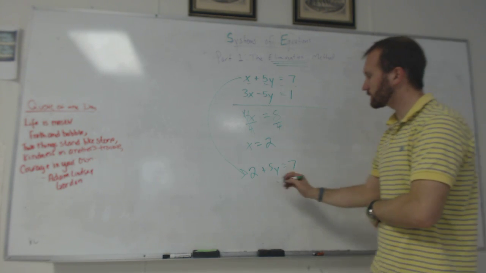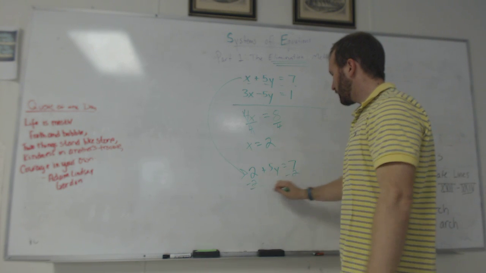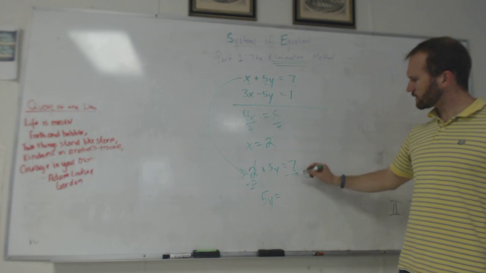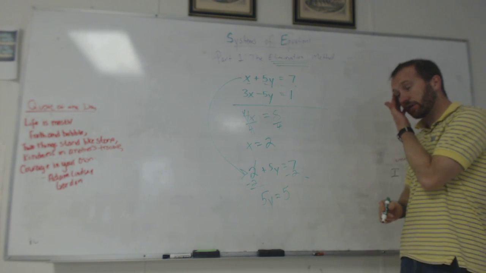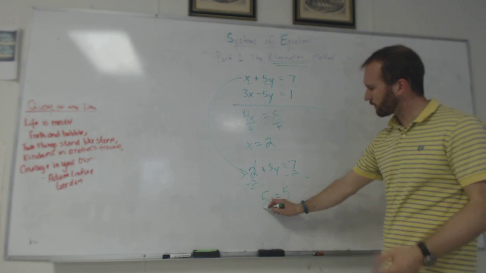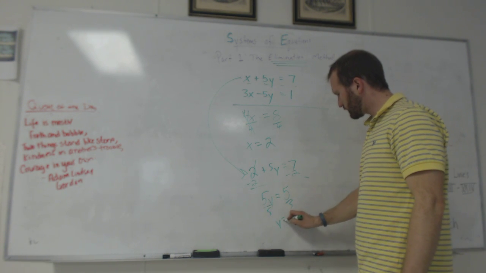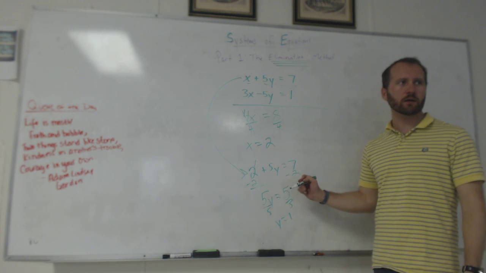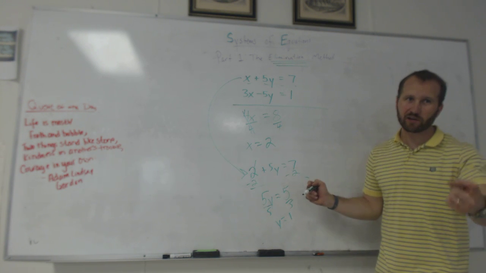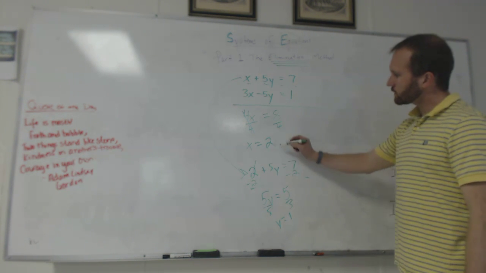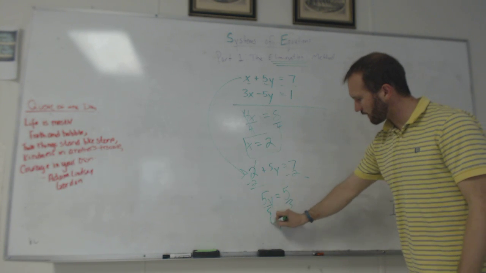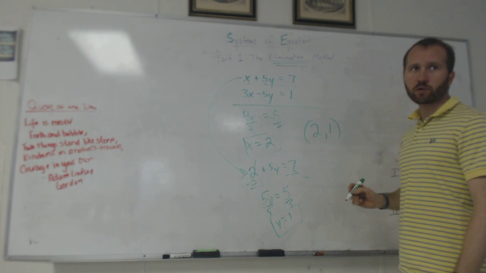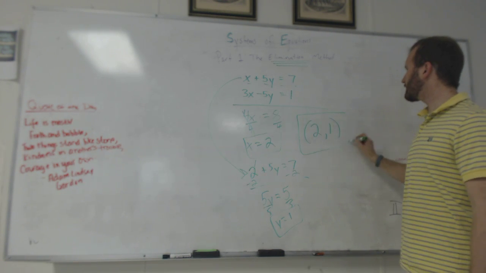Subtract 2 from both sides. Exactly. 2 minus 2 is 0, so I have 5y equals 7 minus 2, which is 5. Okay, I'm not quite done. Divide by 5. y equals 5 divided by 5, which is 1. So, is that my answer? y equals 1? Well, it's part of it, right? Yeah. So here's part of my answer, and here's part of my answer. I could write it like this, 2, 1, as an ordered pair. And that is my full answer, right?